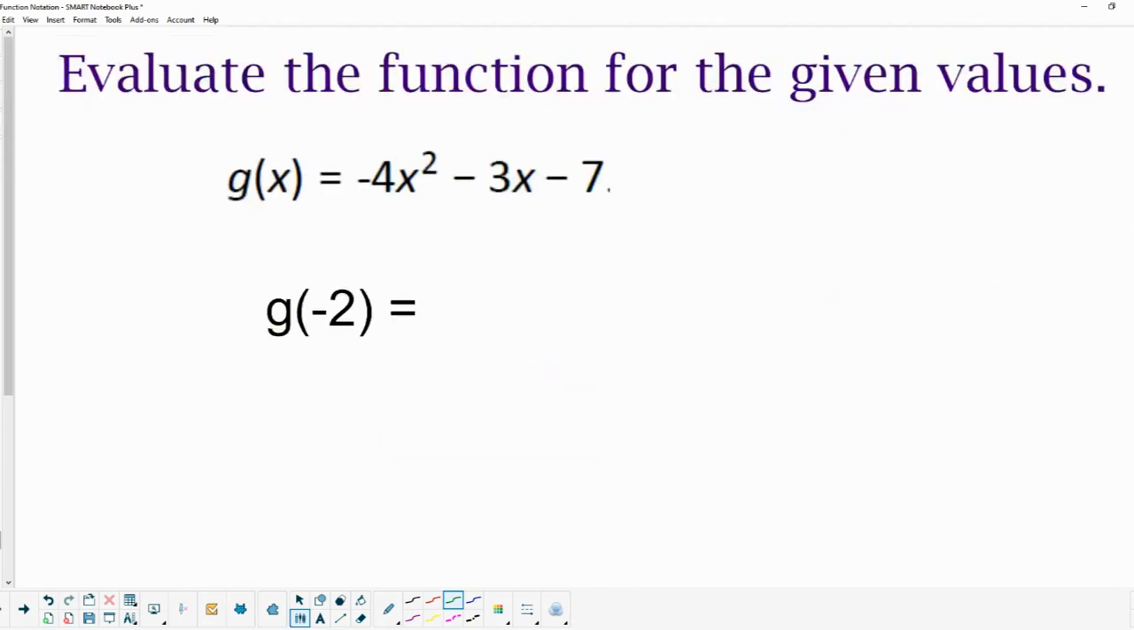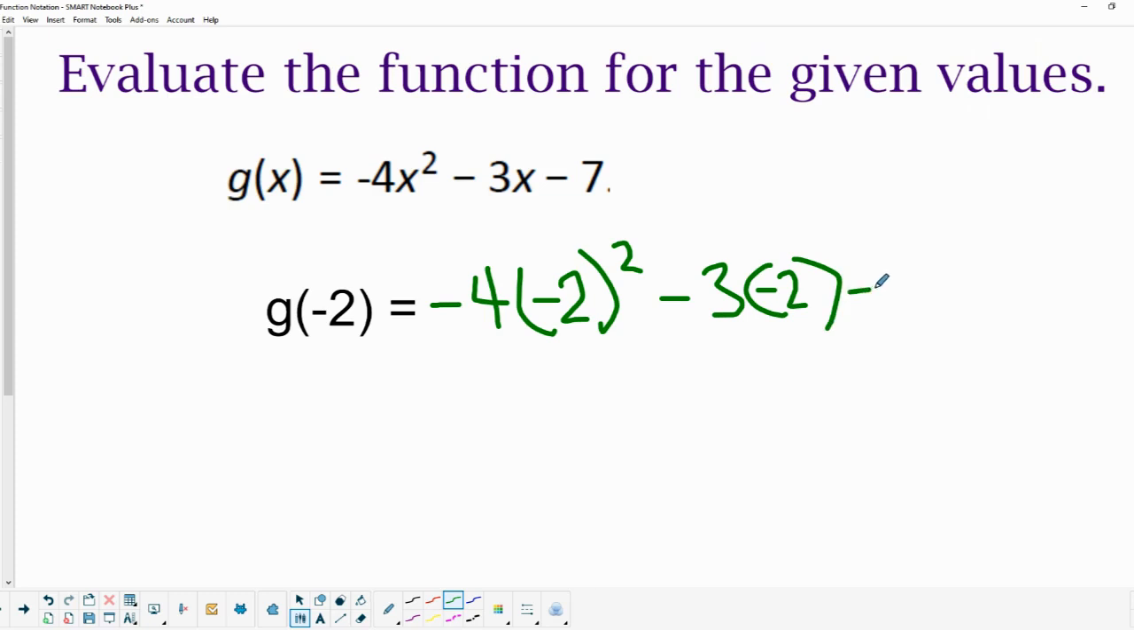Okay, so here's another one. It's a little bit bigger, but we don't mind. So we want to evaluate this function if x is negative 2. So let's put it in there. So 4, and our input for x is -2, and we're going to square it. Then -3 times -2. And then subtract 7 off the end.